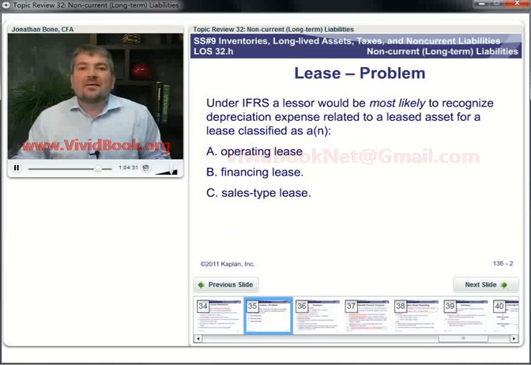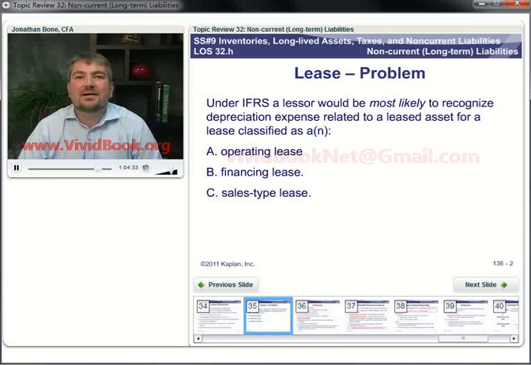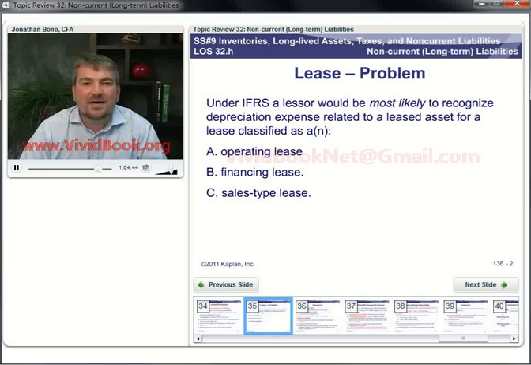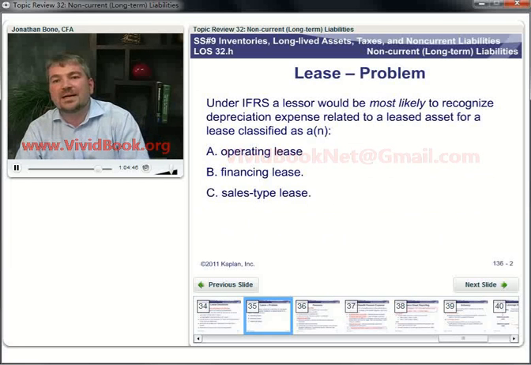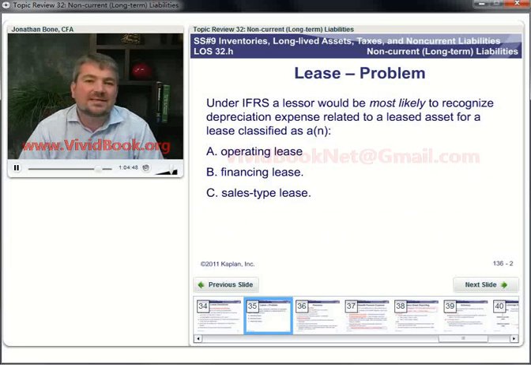Under IFRS, a lessor would be most likely to recognise a depreciation expense related to a leased asset for a lease classified as. Okay, so when would we have depreciation? Well, the only time we'd have depreciation is if it's an operating lease, because that's the only time we keep the asset in our balance sheet.